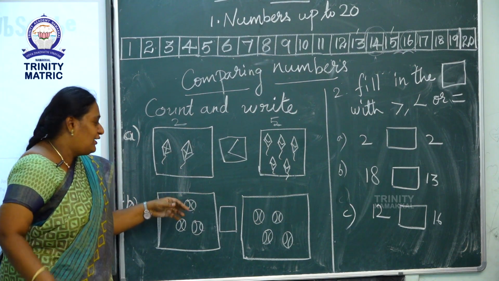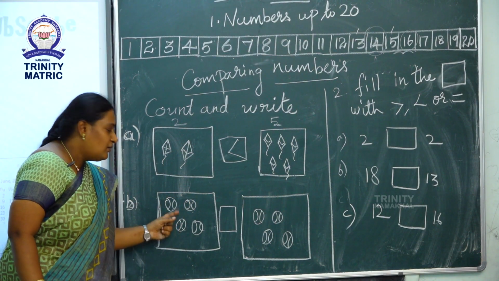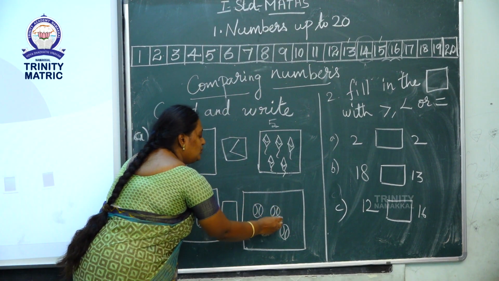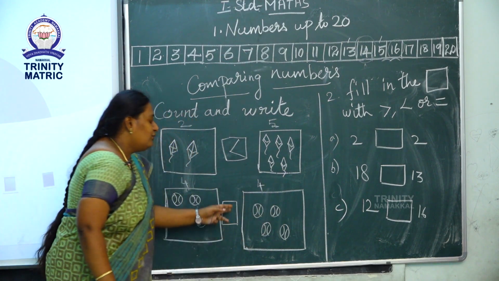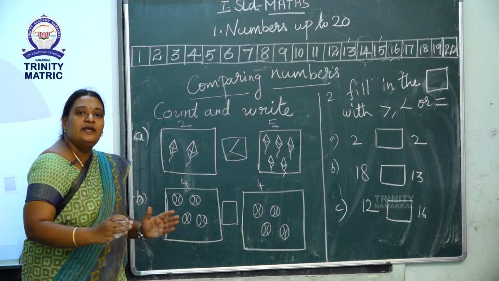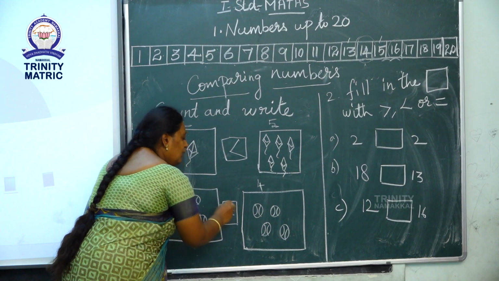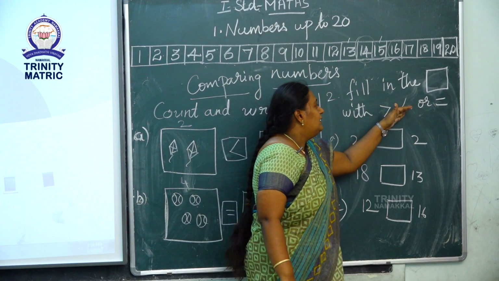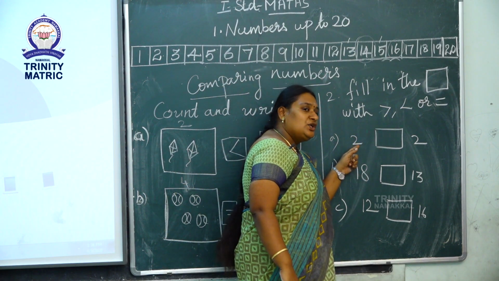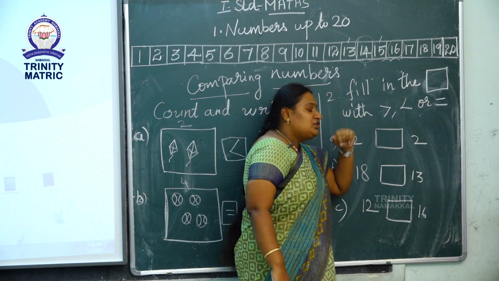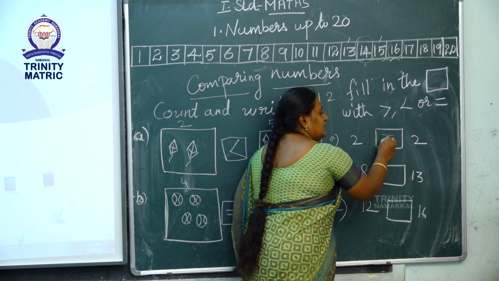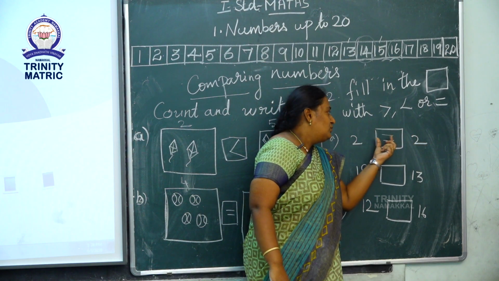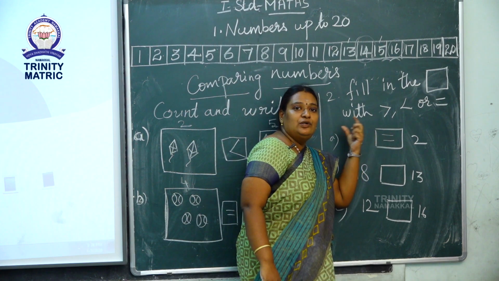Next, B sum. Count how many balls inside the box. 1, 2, 3, 4. Here 1, 2, 3, 4. So what you have to write here? Both boxes are equal. So you have to write equal to symbol. Next, fill in the box with greater than, less than or equal to. So here also 2, here also 2. What should be written inside the box? Yes, equal to, because here also 2 and that side also 2. So both are equal. You have to put equal to symbol.